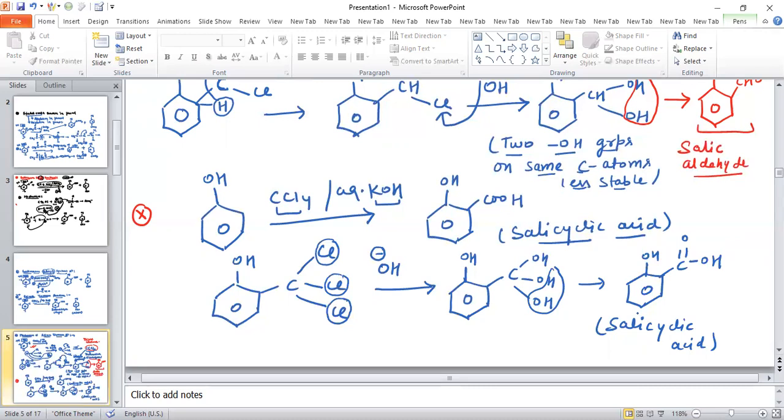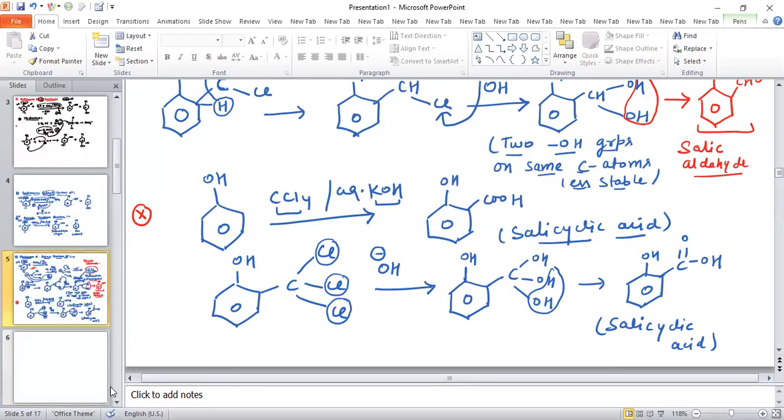Now you can see some more reactions which are related to phenol. So in this way, we can prepare the salicylic acid and also salicylaldehyde. See some more reactions which are related to the phenol. So the next reaction which I am going to discuss with you is the Kolbe-Schmitt reaction.